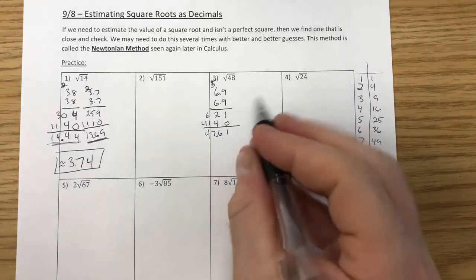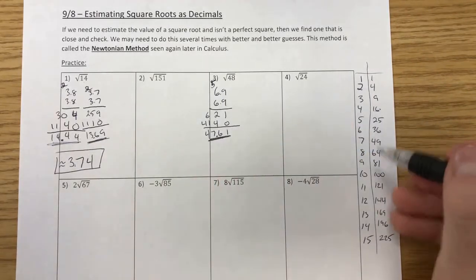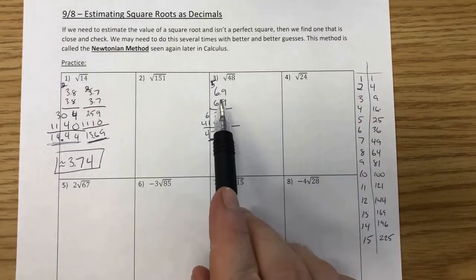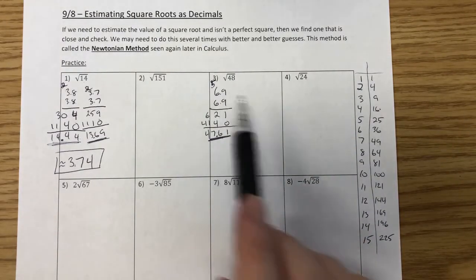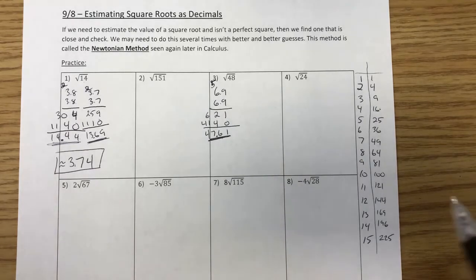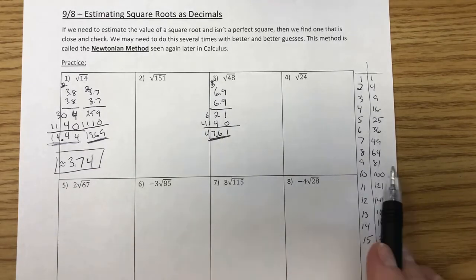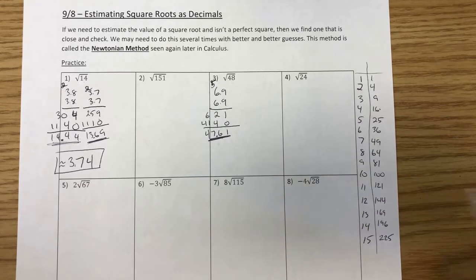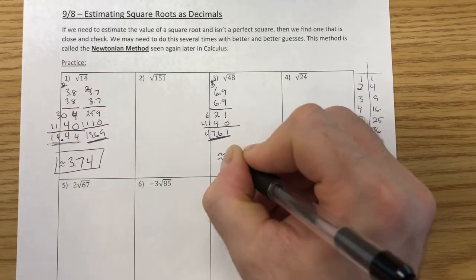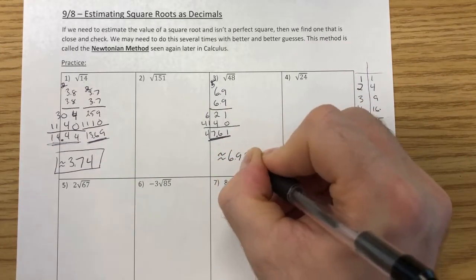Now, between 47.61 and 49 is where my number exists. So I know my answer is somewhere between 6.9 and 7. So I'm going to pick an answer. Let's see, it's about 4 away here, and it's about 1 away there. I'm going to lean more towards 6.9. So I'm going to say it's roughly 6.92.